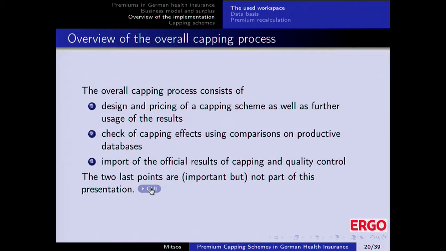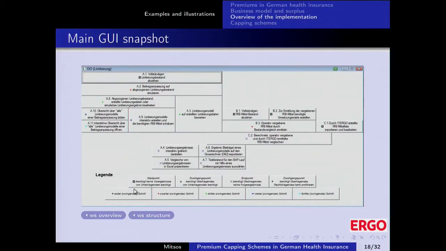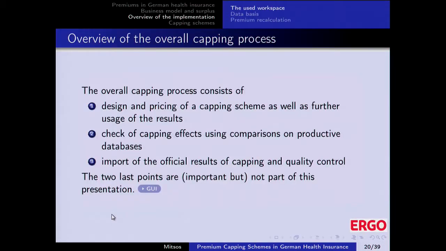I'll flash the main GUI. It is a very simple one, something like this. And this is the part with capping. This is the control part. This is the importing of the official result. And this is the button that says, this year everything was okay. We do not have to pay 200 million more.